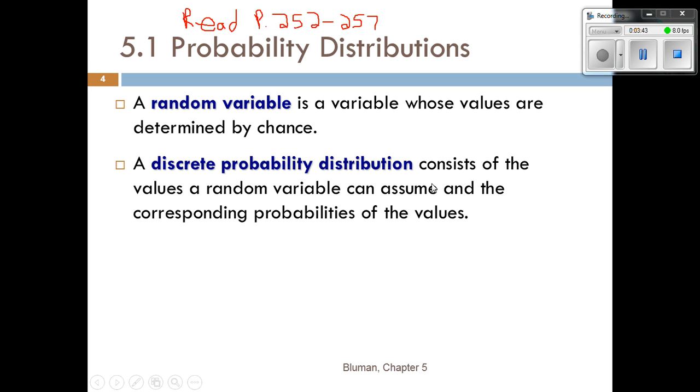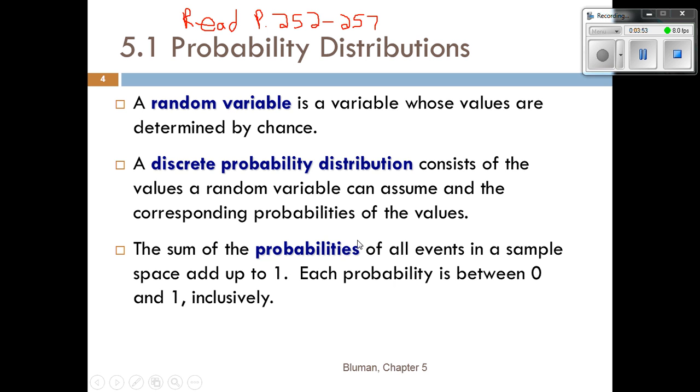So a discrete probability distribution consists of two things: the values that the random variable can assume, and then the corresponding probabilities. Some rules about those probabilities, and these have not changed since last chapter, but we just want to go over them again. The sum of all the probabilities of all the events in a sample space has to add up to 1. Each one of those separate probabilities has to be between 0 and 1: 0 if there's a 0% chance of happening, 1 if there's a 100% chance of happening.